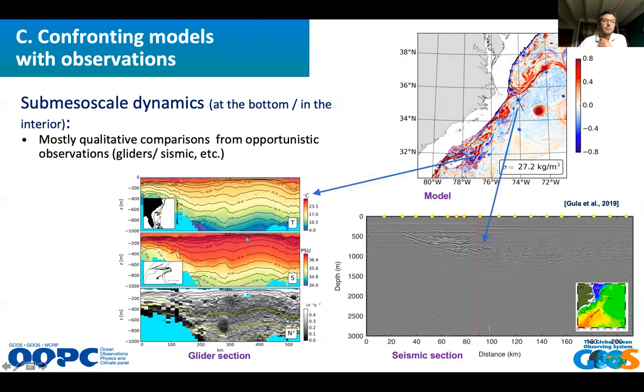We can find the same things, for example, in opportunistic seismic measurements, which show fine scale vertical gradients in temperature mostly. But this is really qualitative, and it's difficult to get something more quantitative when you talk about this type of dynamics and structures.